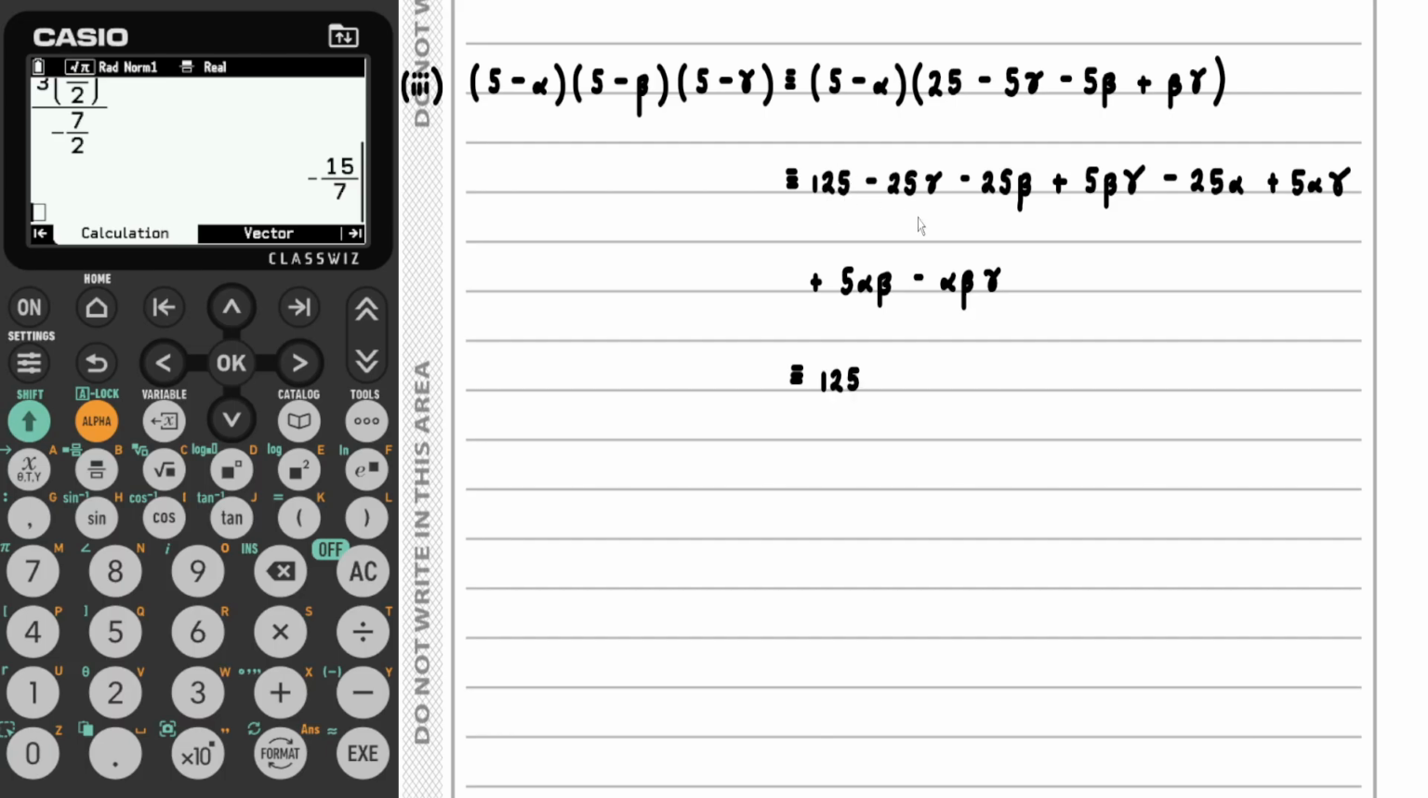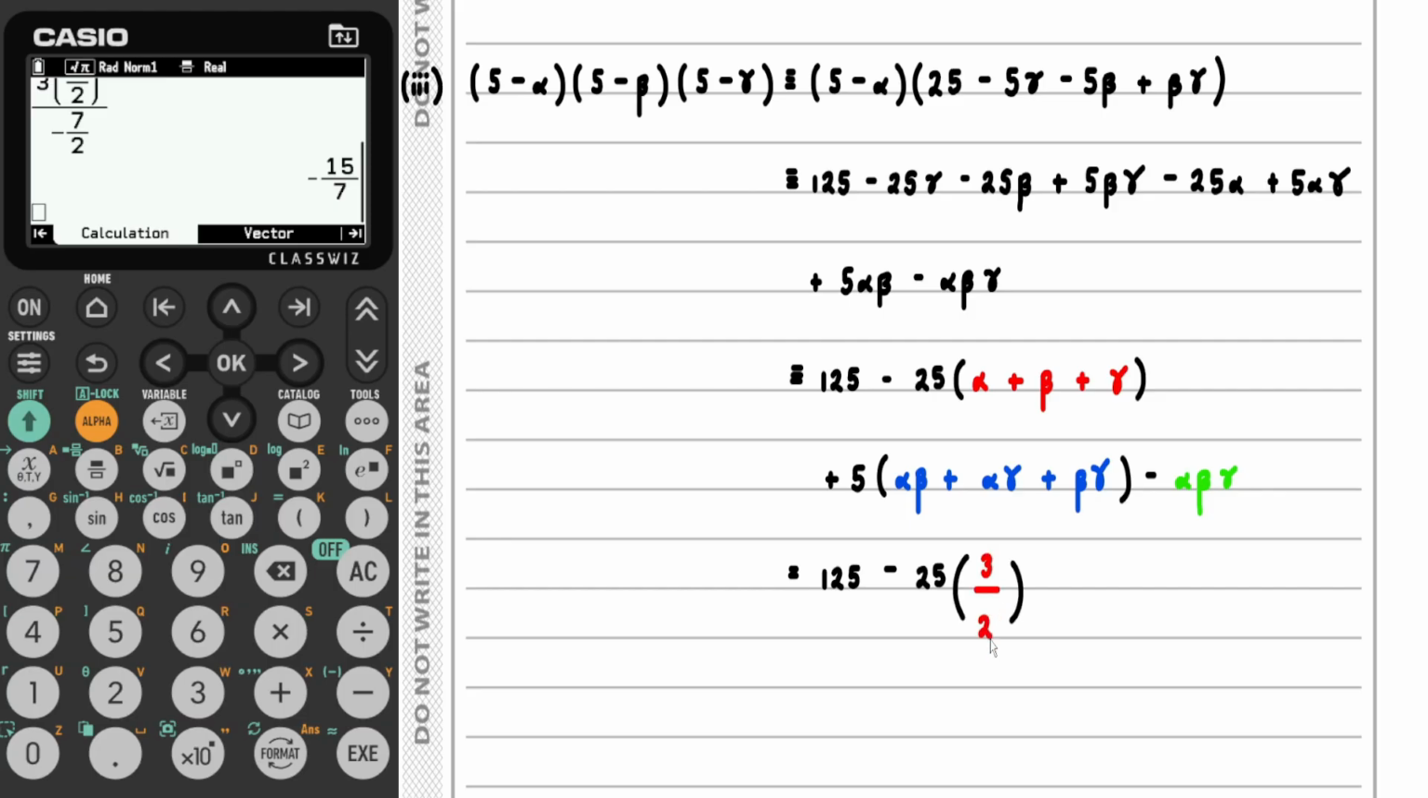So we have 125, subtract 25 multiplied by alpha plus beta plus gamma, plus 5 multiplied by alpha beta plus alpha gamma plus beta gamma, subtract alpha beta gamma. And we know what each of those are. By substituting in, we have 125, subtract 25 multiplied by 3 over 2, plus 5 multiplied by 5 over 2, subtract negative 7 over 2. So let's work this out.